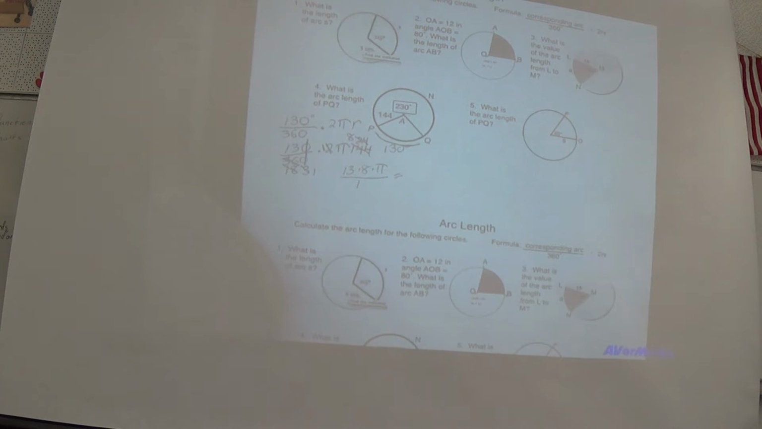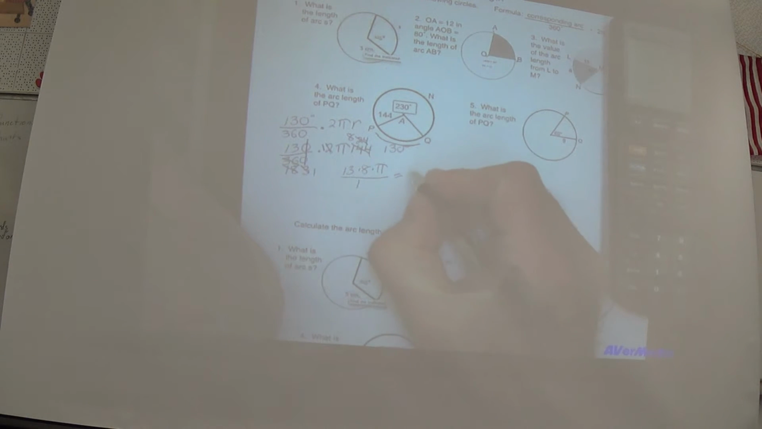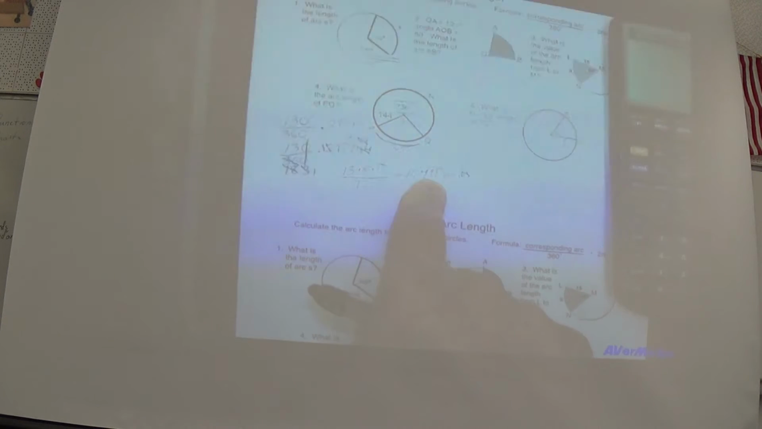Anything over 1 is just the top number. So this becomes 13 times 8, which is 104 pi, and whatever units they're talking about at the time, so units. If it's centimeters, it's centimeters. If it's inches, so on and so forth. So that's one way we want the answer.